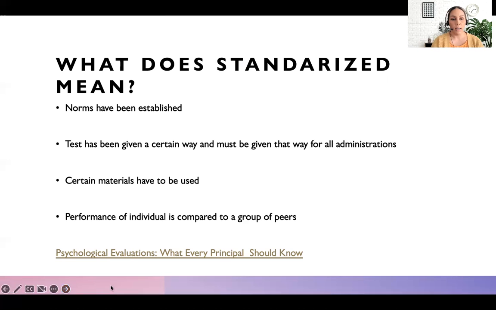And here's a link called Psychological Evaluations, What Every Principal Should Know. Although it says what every principal should know, it is a good tool that's helpful for anyone who wants to learn a little more about psych evals. And in particular, it has a section on standardization.